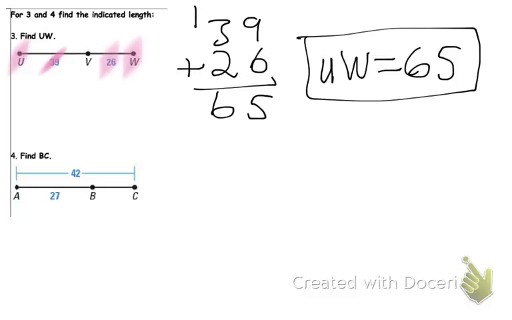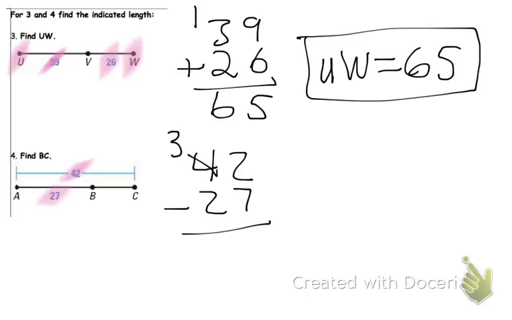Alright, next it says to find BC, and it looks like the total distance from A to C is 42, and that the distance from A to B is 27. So I just need to subtract those, it looks like. So 42 minus 27, it looks like I'm going to have to borrow, so I change that to a 3, and I get 12 minus 7 is 5. 3 minus 2 is 1, so it looks like there's my answer. BC is equal to 15.